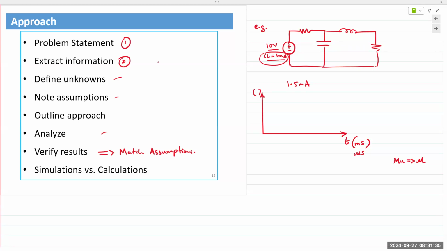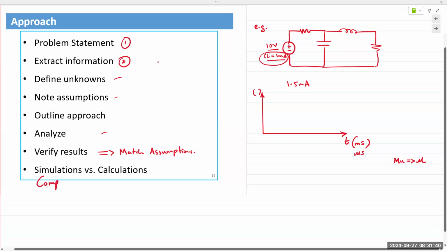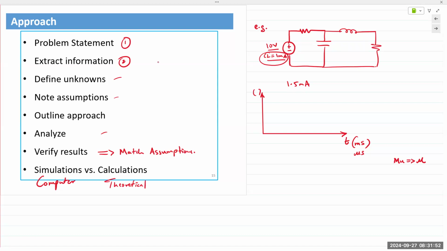And then, of course, we also perform computer simulations and theoretical hand calculations. Okay. V equals IR, you could use Ohm's law, calculate, or you could use perhaps P-Spice or LT-Spice to simulate your circuit so you would know what your answers should look like.